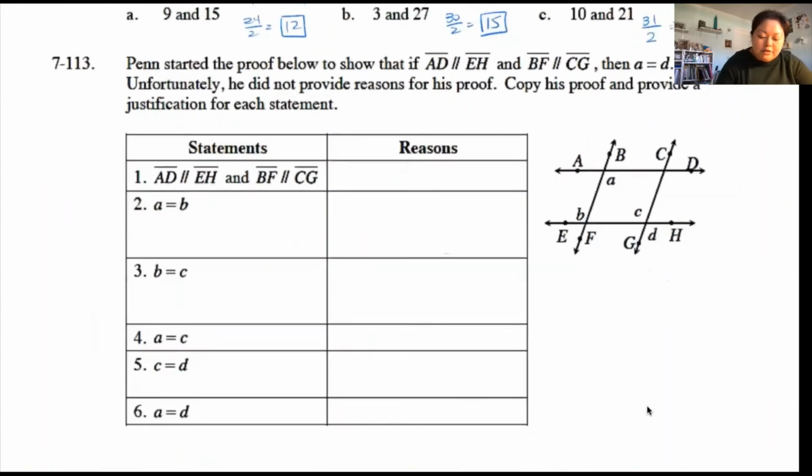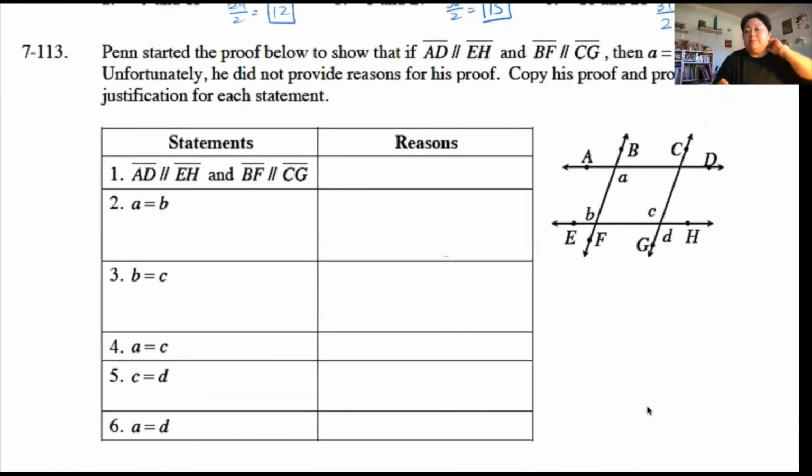We're going to practice again using these two column proofs. These are what people typically see in geometry. So this is very good practice of this style of proof. The end game is to show that AD is parallel to EH and BF is parallel to CG, and then A equals D. Okay, wow, that's a lot of things. If we know they're parallel, then those two angles are equal. Unfortunately, he did not provide a reason for his proof. Copy his proof and provide justification for each statement.